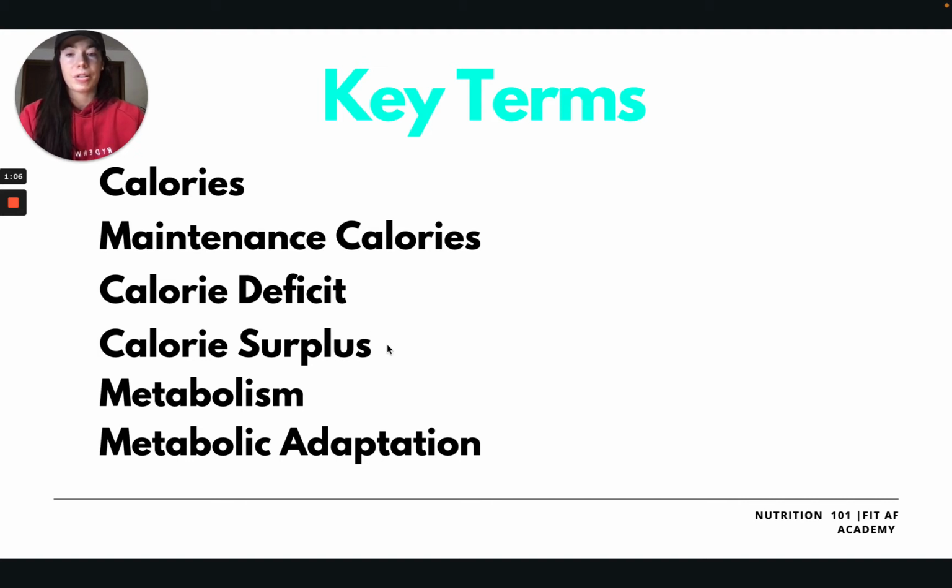Next is a calorie surplus. This is essentially the opposite of a deficit. If you're in a surplus, you should be seeing weight gain, and it just means that you're eating more calories than you're burning. Next is metabolism.